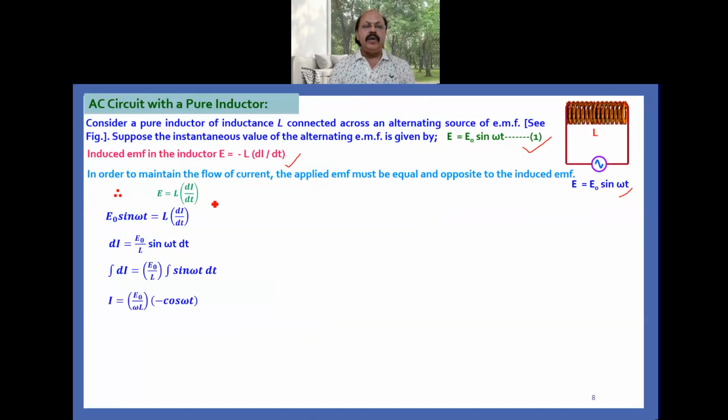So I equal to E naught upon omega L within bracket minus cos omega t. It is minus cos omega t upon omega, and that omega we write here. So it becomes E naught upon omega L within bracket minus cos omega t. And this minus cos omega t can be written, in terms of the sine, as sin omega t minus pi by 2.